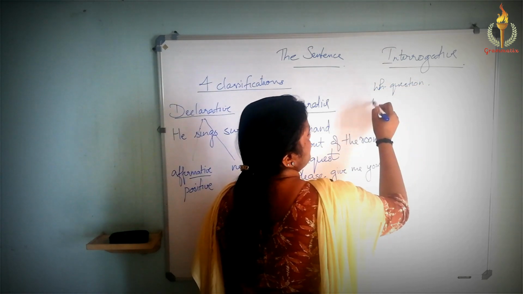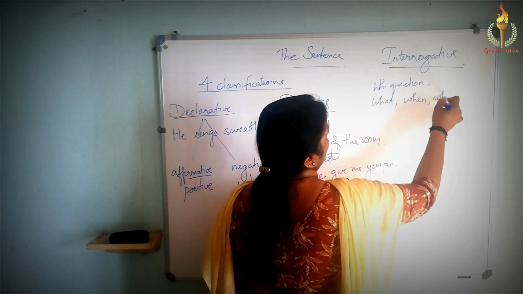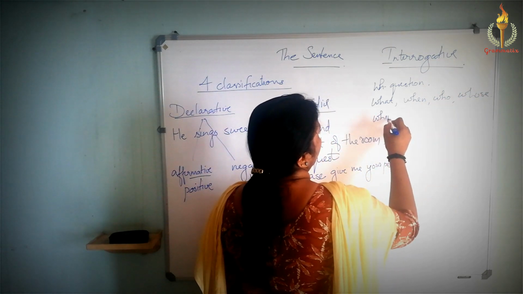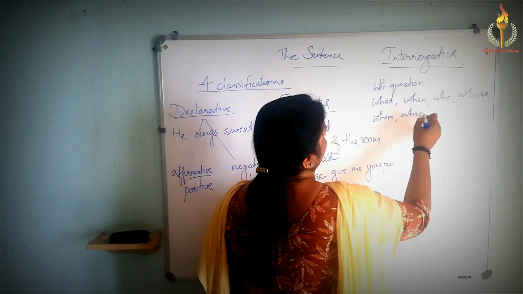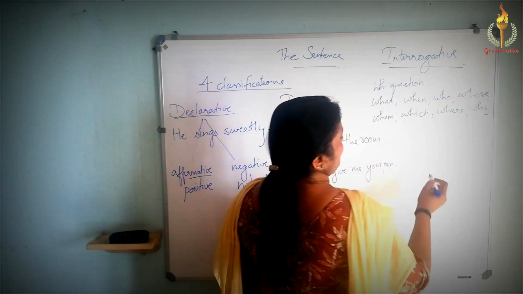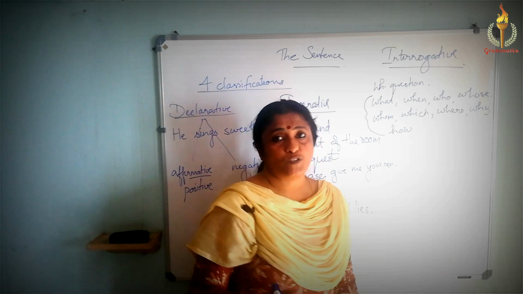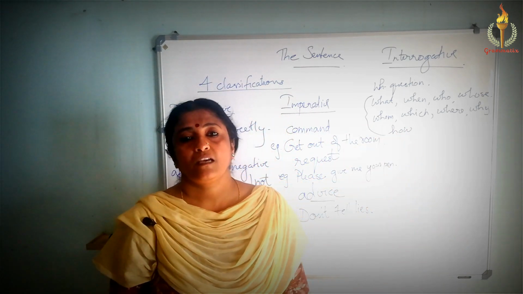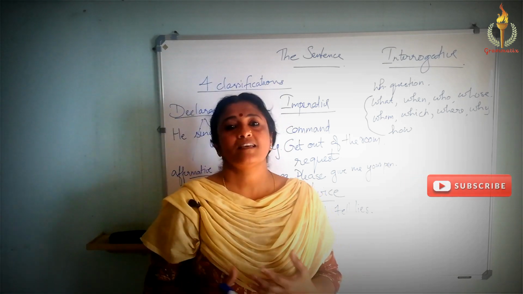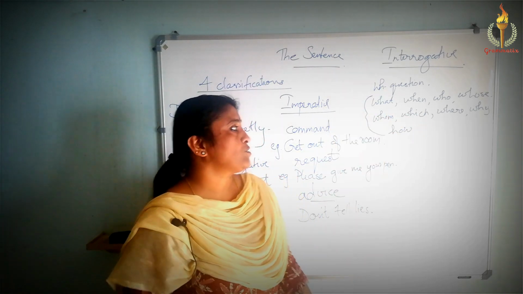So what are WH questions? What, when, who, whose, whom, which, where, why, and one exception is how. So this set of questions which begin with these words are called WH questions. You have other methods also to write questions, like do, does, is, am, are, which you can use as questions, but these are called WH questions.